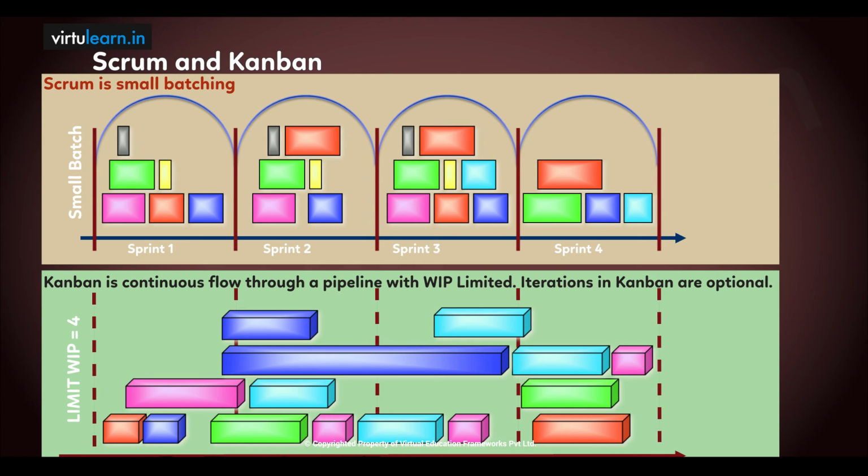Iterations in Kanban are optional. See these dotted lines? You can still use iterations in Kanban and still use your work in progress limits, or WIP limits, we call.